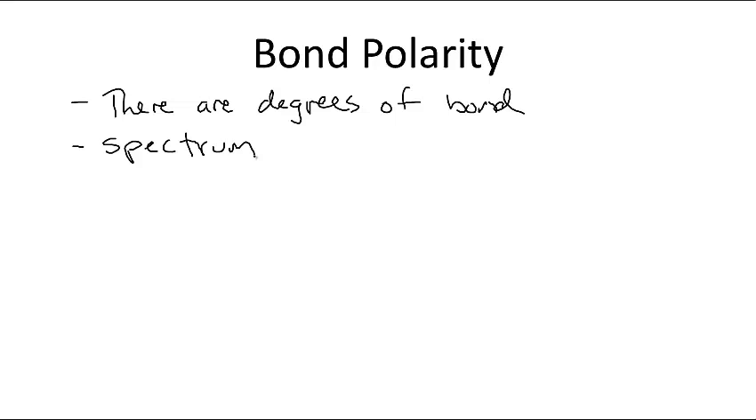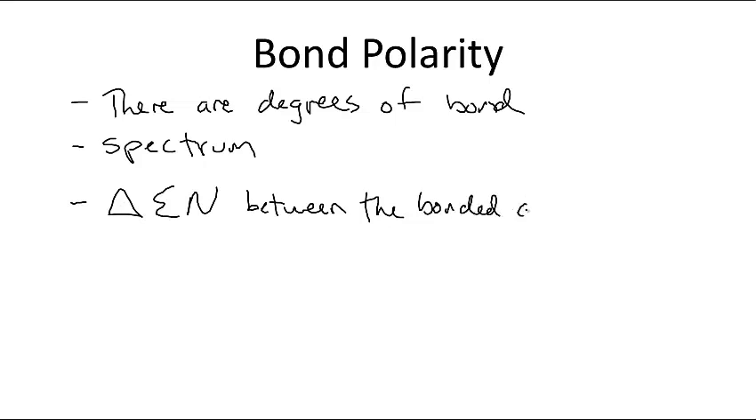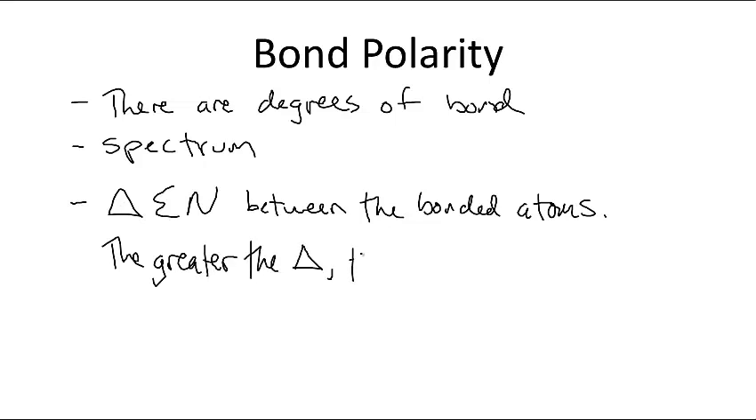Okay, so to determine polarity, you look at the difference in electronegativity between the bonded atoms. And that's the key. Just look at the two atoms, look at their electronegativities, go from there. If they're unequal, you have some level of polarity. The greater the difference, the greater the polarity.